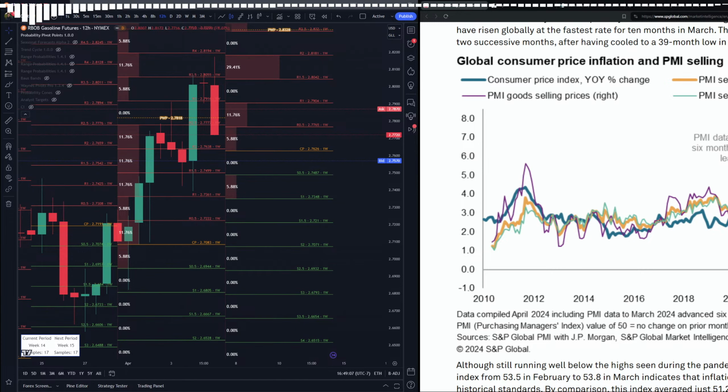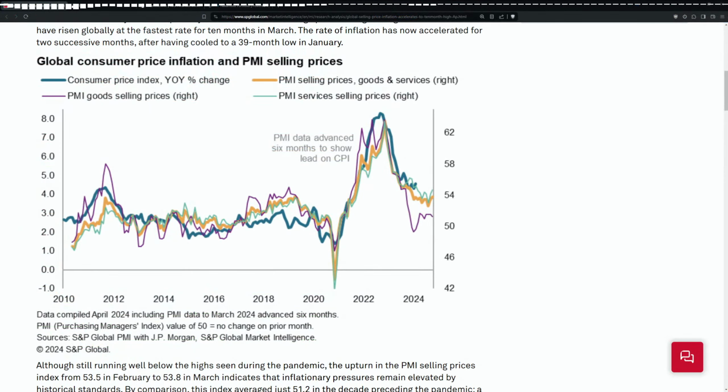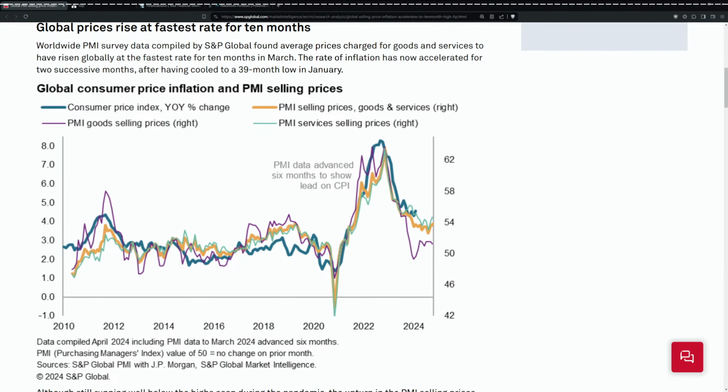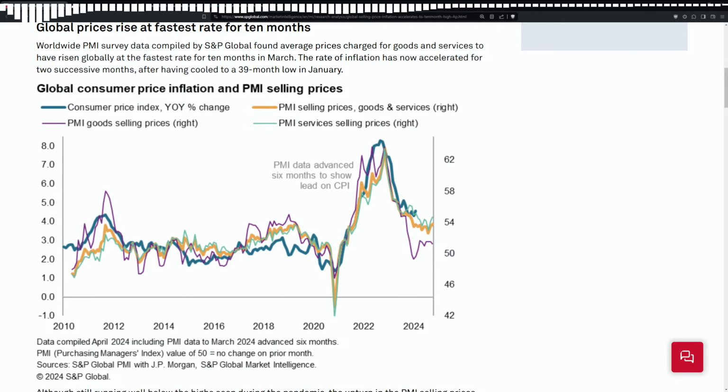Yeah, one second. I got to do a little bit of adjustment here. There we go. That should be much easier for you guys to see now. So this is what we're looking at: global consumer price inflation and PMI selling prices. The selling prices is a component of the PMI surveys. There's a selling prices component in the manufacturing and the services PMIs.